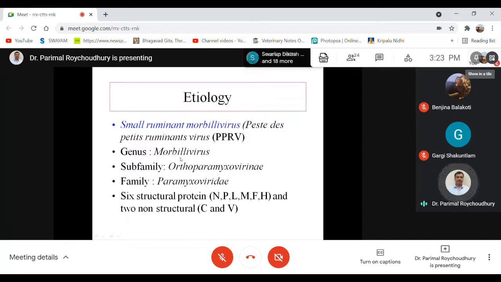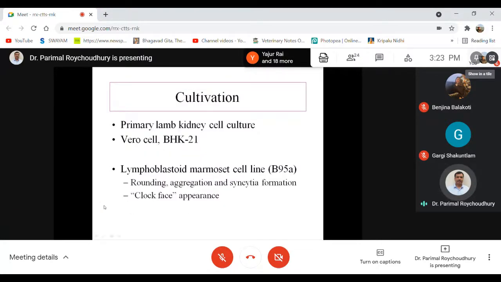So coming to the etiology, you'll find it's the Paramyxoviridae subfamily. Paramyxoviridae is the family, genus is morbillivirus, and the causative organism is small ruminant morbillivirus. Earlier it was called Peste des petits ruminants. Now it has been renamed as small ruminant morbillivirus.